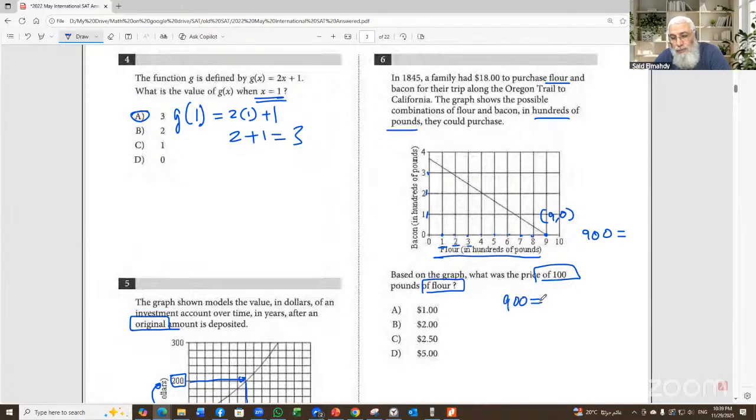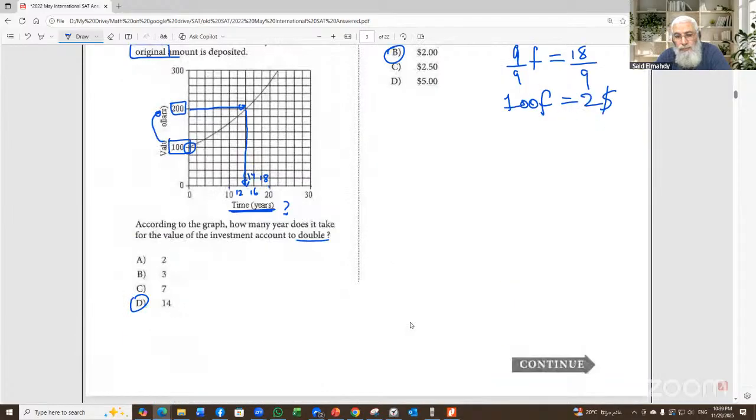900 pounds of flour is equal to $18. So we divide, and it is said here the 100. So 9 hundreds, because the question is asking about the price of 100. So 900 pounds of flour equals 18, divided by 9. So 100 pounds of flour is just $2. So the answer is 2.